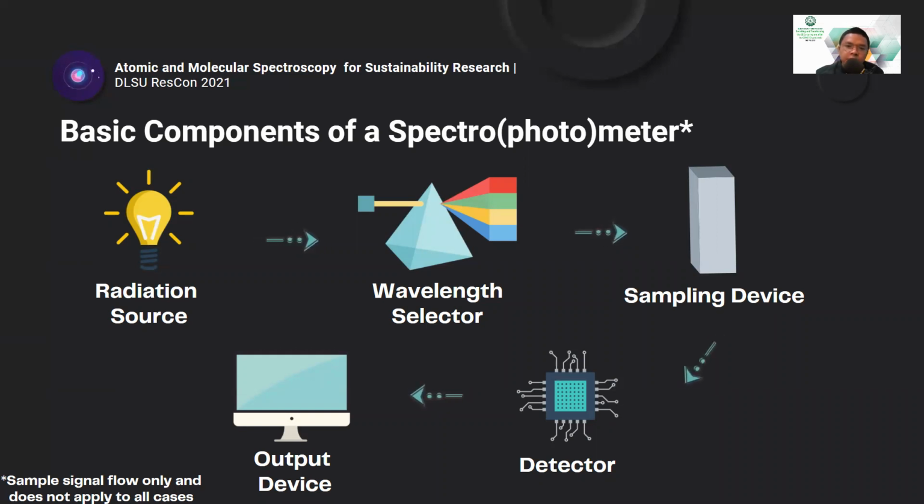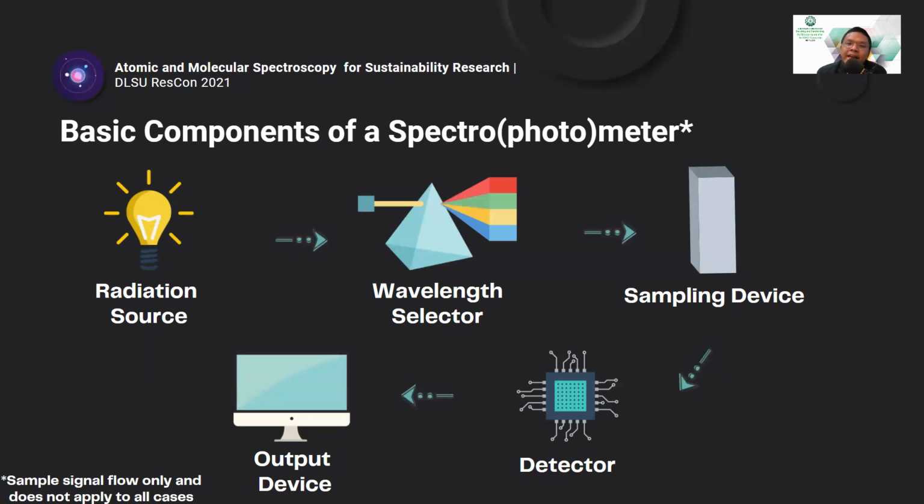So radiation source, we have the wavelength selector, which could be a monochromator or a polychromator, depends on the need. Sometimes it could be an interferometer as well in the case of FTIR. Sampling device could be a cuvette for UVs. It's a transparent glass or transparent quartz container. It could also be a flame atomizer or a graphite furnace atomizer for AAS. It could be a film holder, or it could be a reflectance attachment for FTIR. It could be a lot of things for different instruments. The bottom line here is that it contains your sample, or it's your sampling device.